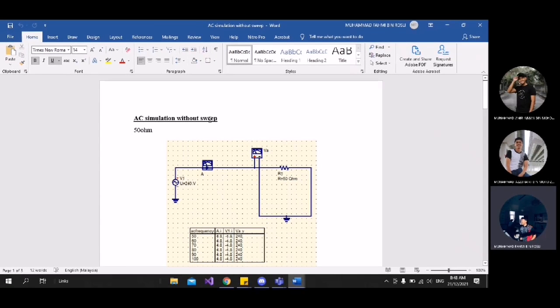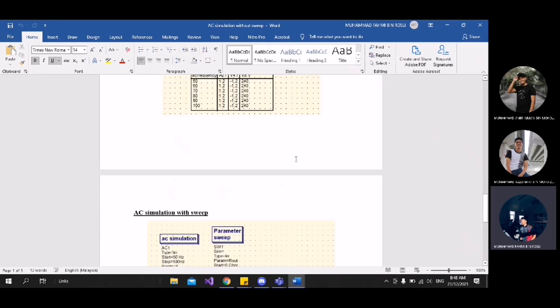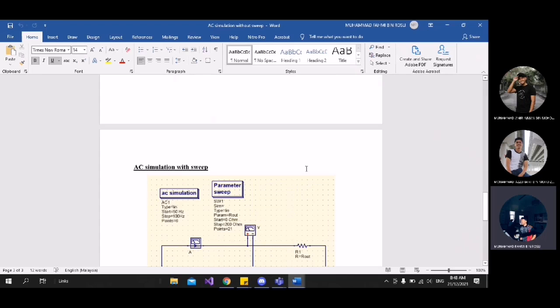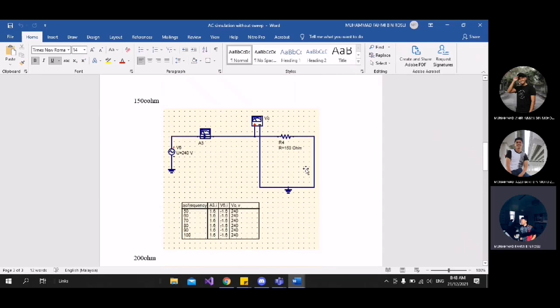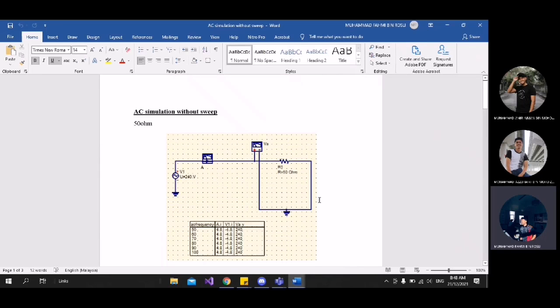Hi, my name is Muhammad Fahmi Birosli. Now we are at part C in AC circuit measurement. I will explain about AC simulation with sweep and without sweep. Here we have AC simulation without sweep, and down here we have a simulation with sweep. According to lab sheet part C, the student is required to construct the circuit as in figure 3, the circuit below.